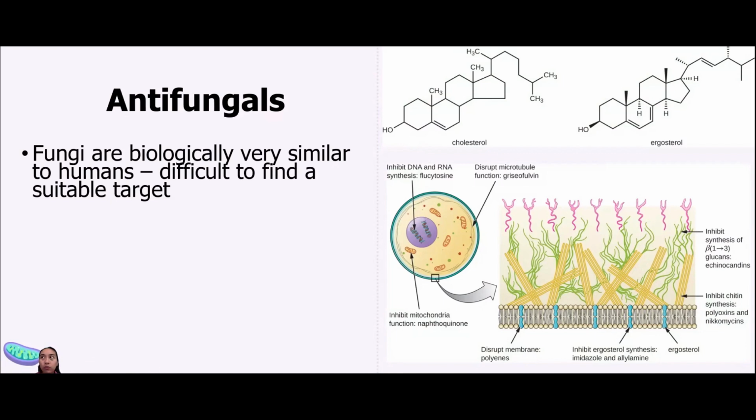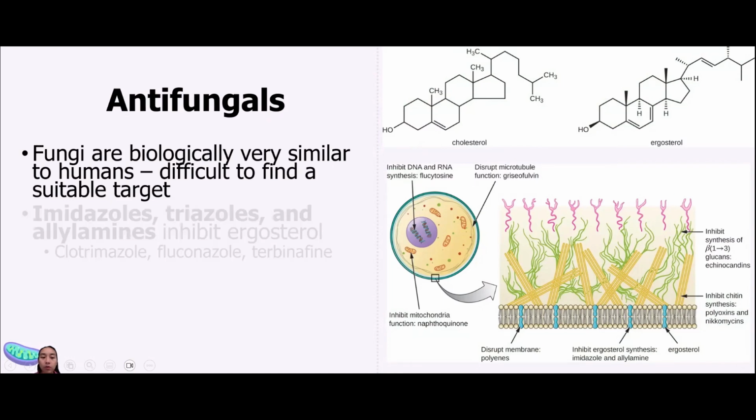If you look at the tree of life, fungi and animals are right next to each other. So in terms of physiology, they're very similar, and so it's hard to find something to target a fungus. But thankfully there are some small differences. For example, fungi use ergosterol instead of cholesterol in their cell membrane.